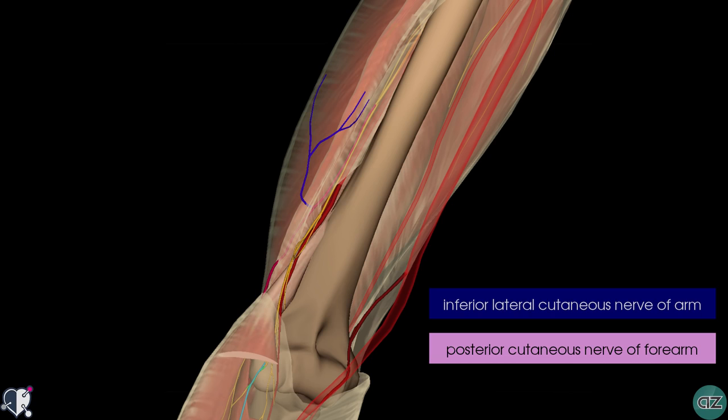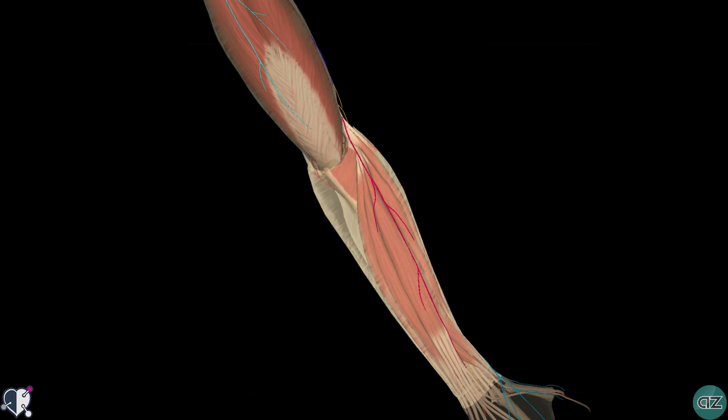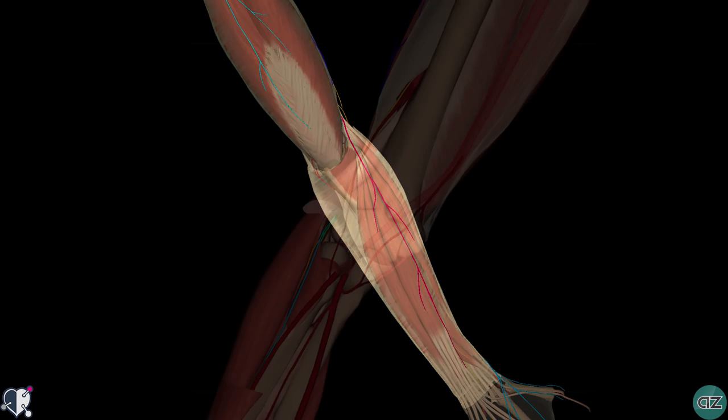I've switched now to an anterior view, and you can see the inferior lateral cutaneous nerve of the arm perforating through the lateral head of the triceps to innervate the skin of the lateral part of the lower half of the arm. You can see in pink here the posterior cutaneous nerve of the forearm, which is also known as the dorsal antebrachial cutaneous nerve. This also perforates through the lateral head of the triceps and passes posteriorly to innervate a strip of skin down the middle of the posterior forearm.